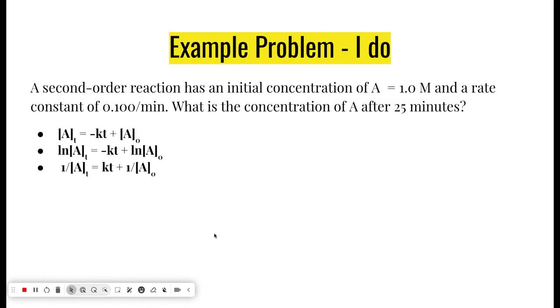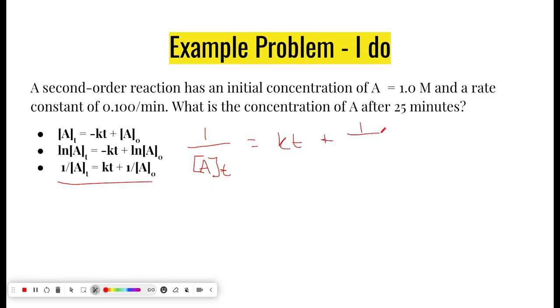Here's a word problem. It says a second order reaction has an initial concentration of 1 molar and a rate constant of 0.100 per minute. What is the concentration of A after 25 minutes? So this is a second order reaction, so we have to use this rate law on the bottom. That's going to be 1 over the concentration of A at any given time is equal to kt plus 1 over the concentration of A at its initial concentration.